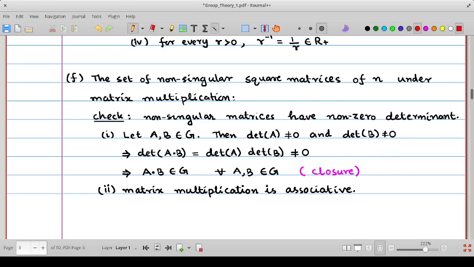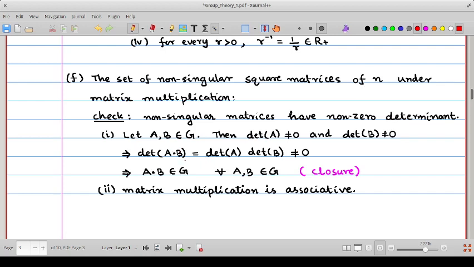To satisfy the closure property, we also should show that A dot B, that is the resulting square matrix, should also be non-singular. For that, we have to show that the determinant of A dot B is non-zero. Now, from the properties of the determinants, the determinant of the product of A and B is equal to determinant of A times determinant of B. Now, determinant of A is non-zero and determinant of B is non-zero, which means the product is also non-zero, which implies that A dot B has a non-zero determinant.